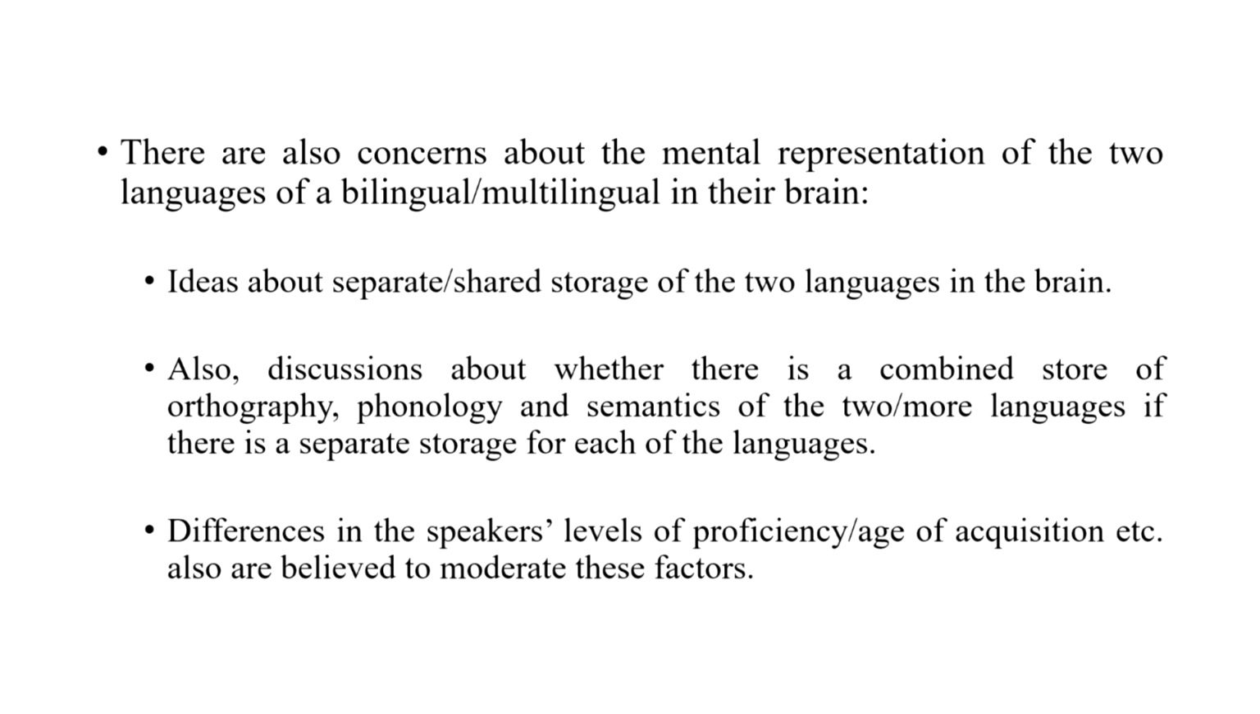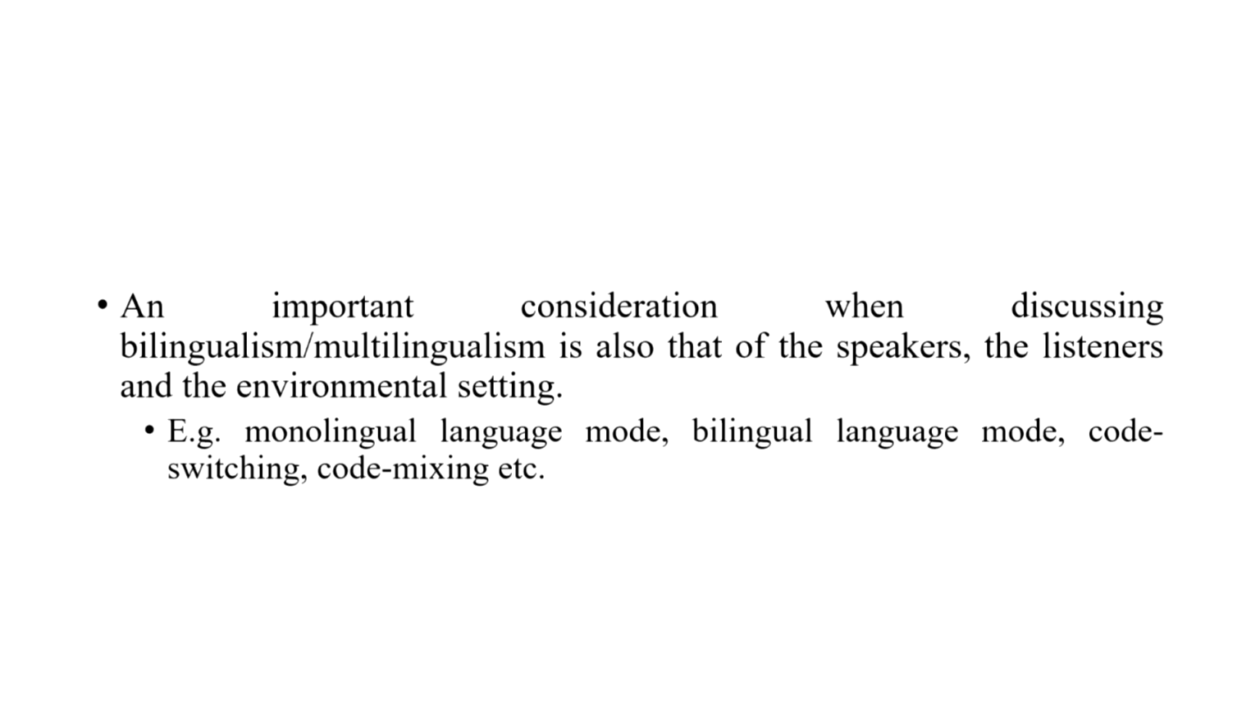Also, there has been a bunch of discussion about differences in the speaker's level of proficiency, the age at which they have acquired these languages, and how these factors moderate the interaction of the languages within the individual. I have talked about proficiency in the previous lecture in detail, and it is a very interesting and very important variable to be mindful of when we are talking about bilinguals. Finally, a very important consideration when discussing bilingualism and multilingualism, as I said in the last lecture, is about the speakers, the listeners, and the environmental setting.